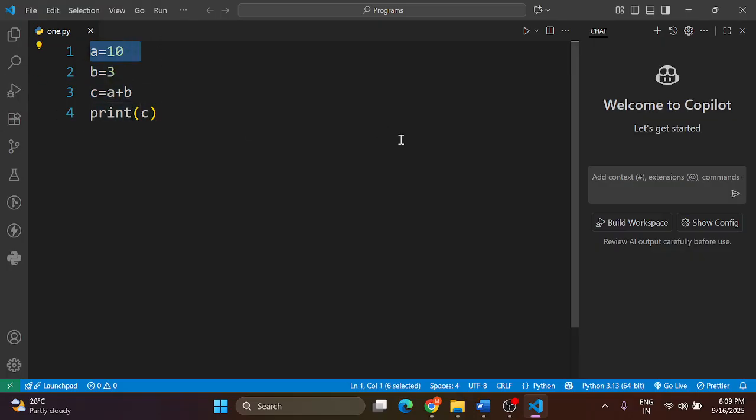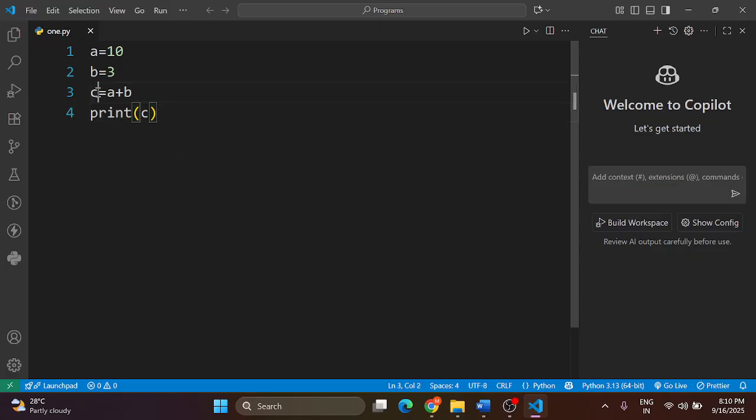In the first statement, how many tokens I've used? Three, sir. Nice. A is a token, equal to is a token, and 10 is a token. In the second statement, again three, sir. Three, yes. In the third statement, how many tokens we have used? Four, sir.